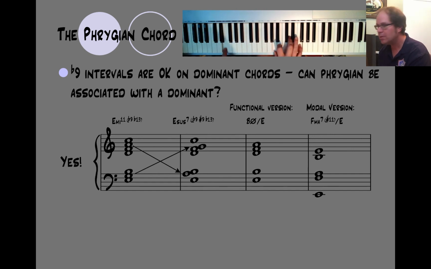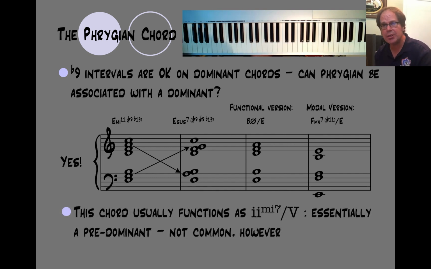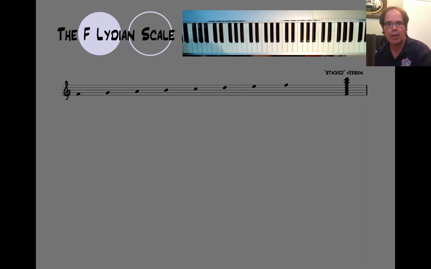This one we do hear quite often, right? So like with an E pedal point, if we're doing a minor 2-5 over an E pedal point, that's what we get there. Okay, so usually it's like I said, like a predominant, right? Not as common. Okay, we're going to do one more and then we'll take a break.